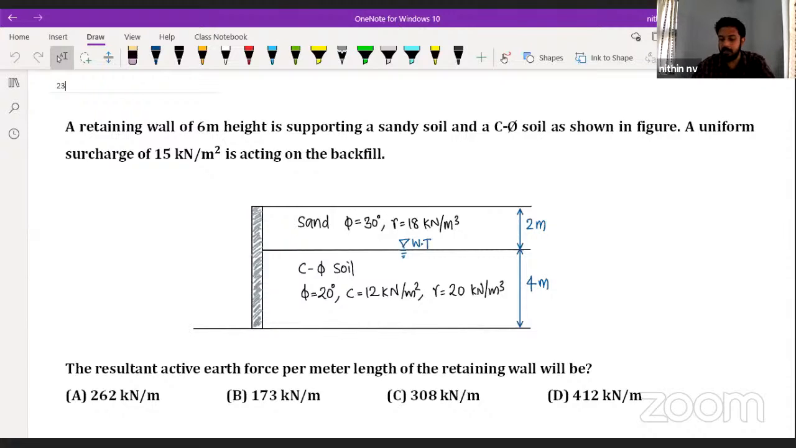Gamma submerged by gamma saturated will not be 1/2. That is actually gamma submerged by gamma W may be approximately equal to half. I mean, if they are giving the gamma saturated value in the question, then we are actually taking approximately in practical cases.